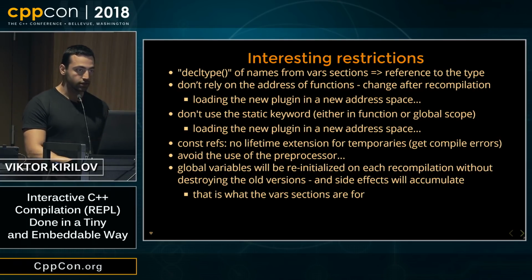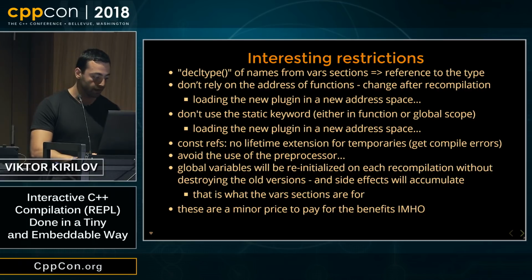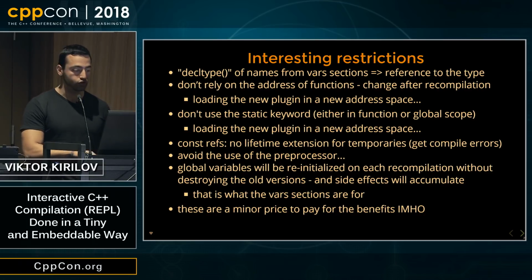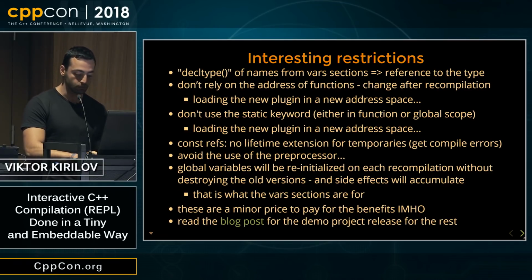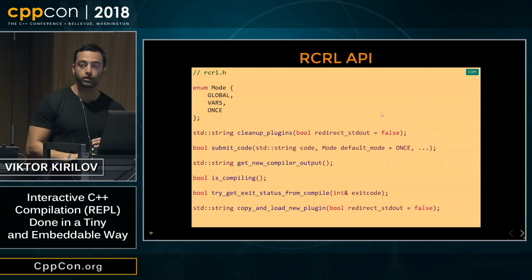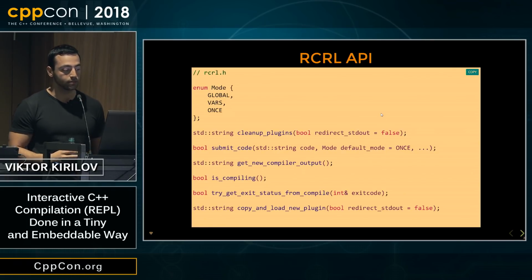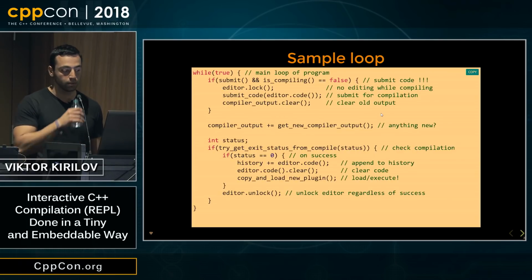So in my opinion, these are the biggest restrictions and notes you should keep in mind, and they're actually worth it. And for all the other small restrictions, you should check out the blog post. So here is the entire API of the implementation of this technique. There are just 6 functions, like clean up plugins, submit more code, get new compiler output, or copy and load the currently compiled plugin. And here is how we would integrate it inside of the main loop of our applications.